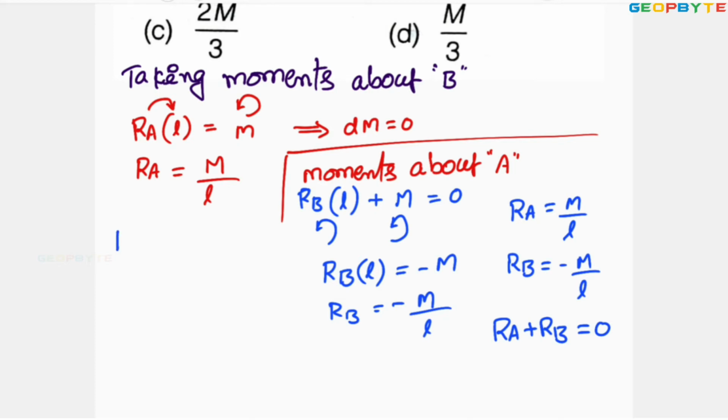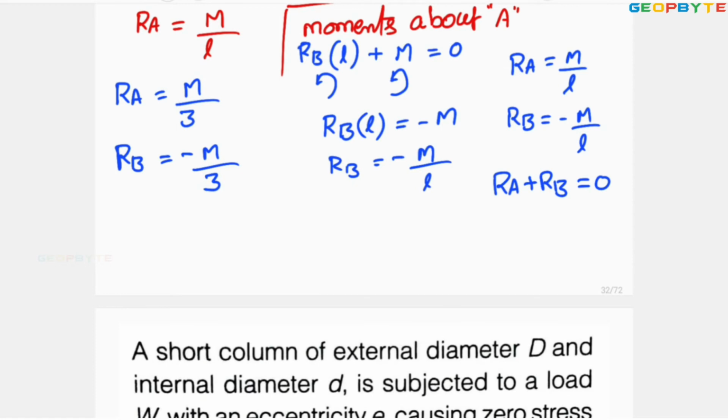Now here I can write that RA equal to M by L equal to 3 meters. Similarly, RB equal to minus M by L equal to 3 meters. This is the RA, and this is RB, actually RB is in this direction, because RB is negative. And somewhere here a moment is acting in this direction. That moment and RB both are balancing.